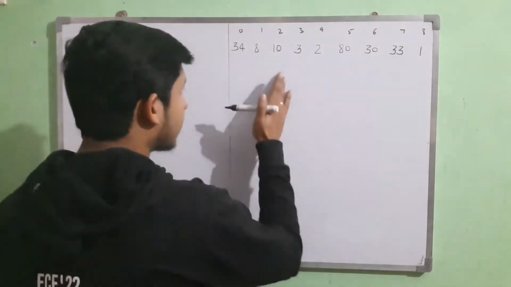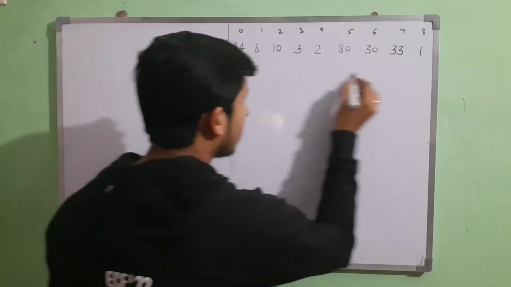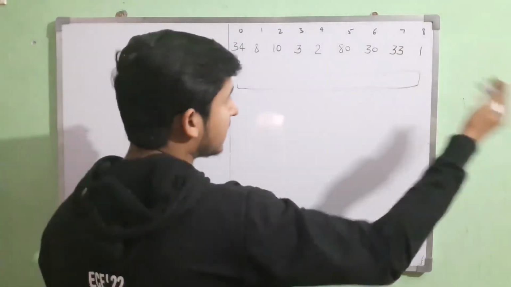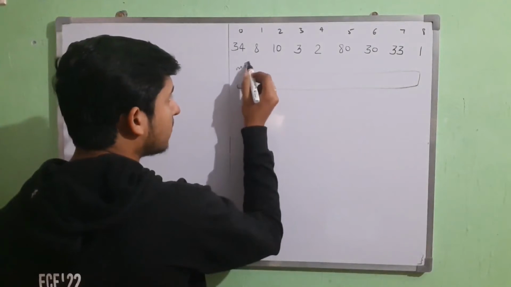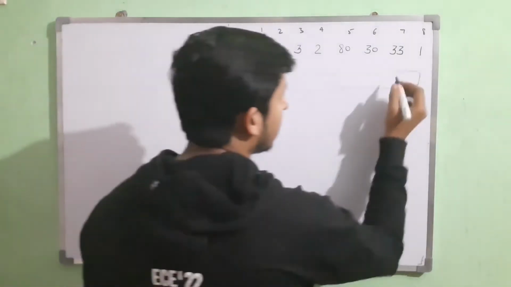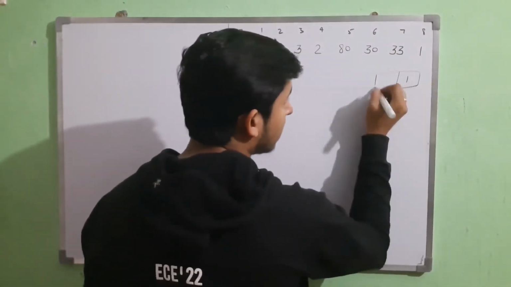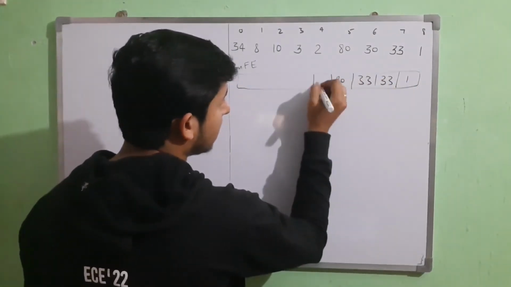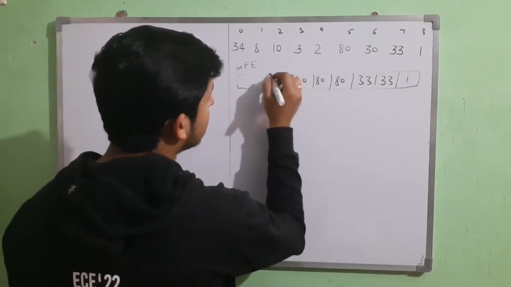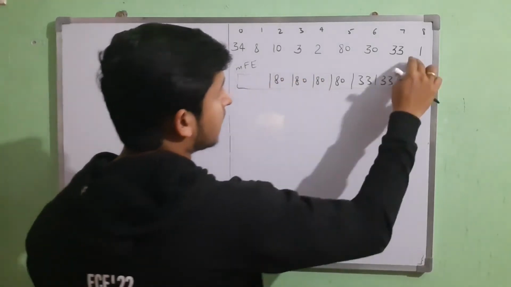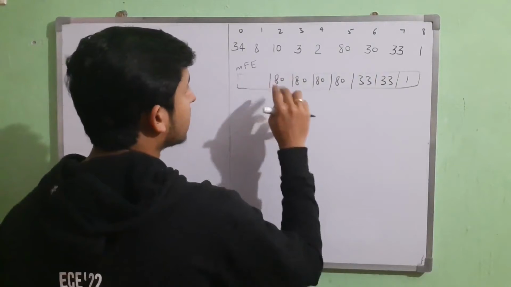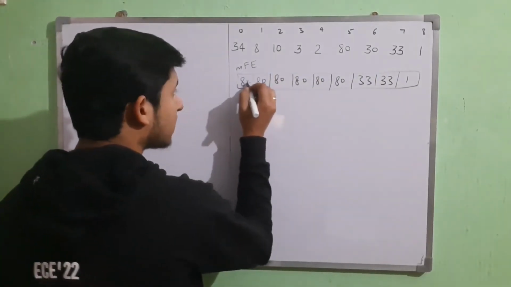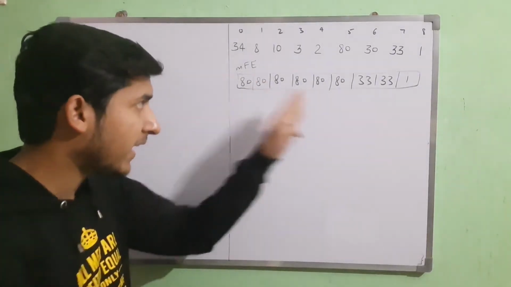We will have two auxiliary arrays. First, max from last, or max from end, that will hold the maximum from the end: 33, 33, 80, 80, 80, 80, and so on, 80 and 80. Alright, this is maximum from end.